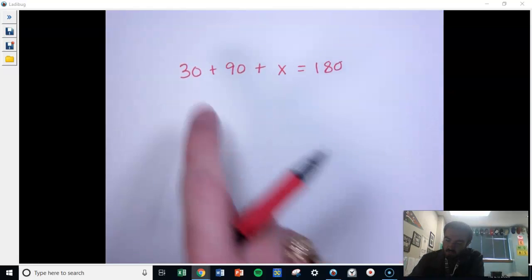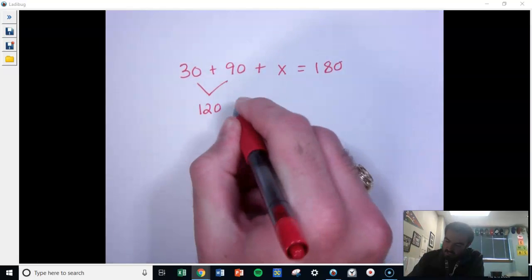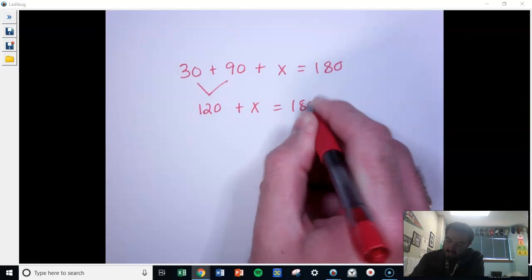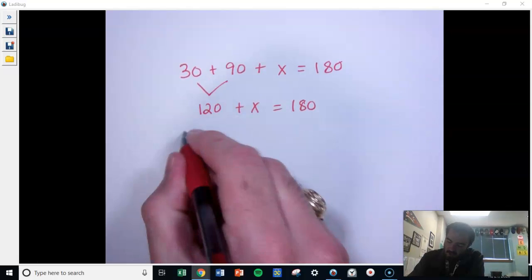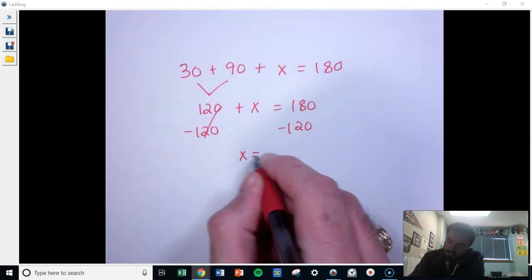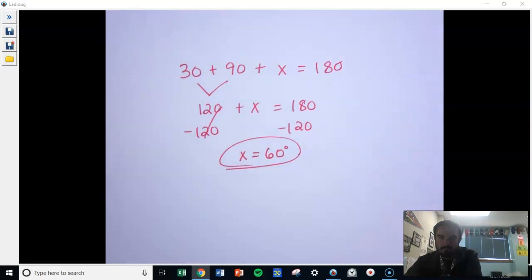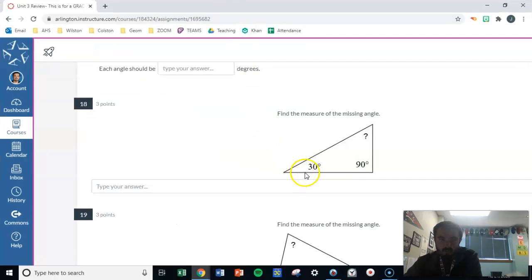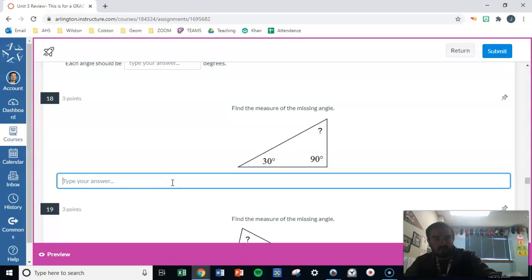So now we just solve it. What's 30 plus 90? Well, that's 120 plus x equals 180. How would I get rid of a plus 120? Well, I would minus 120. X equals 60 degrees. Not too bad. So to find the missing angle, you just add them all up to 180. Okay?